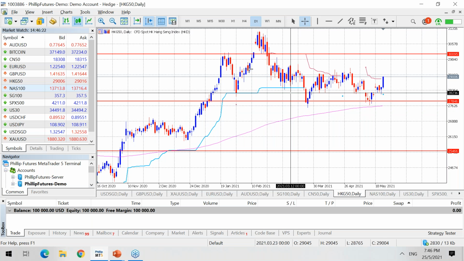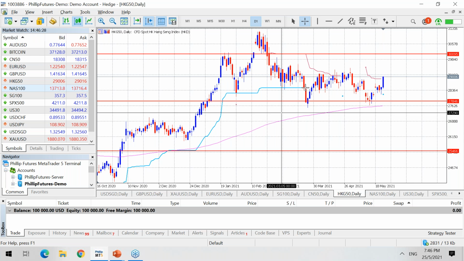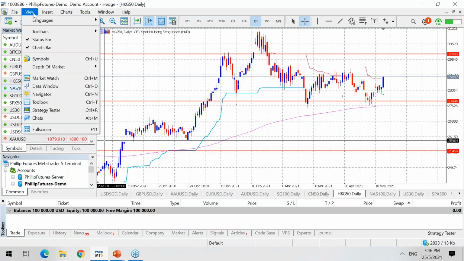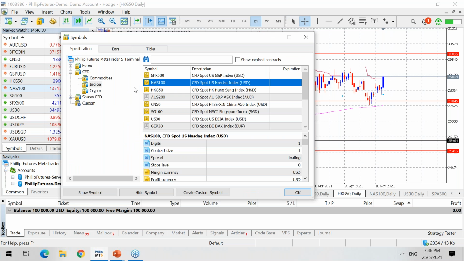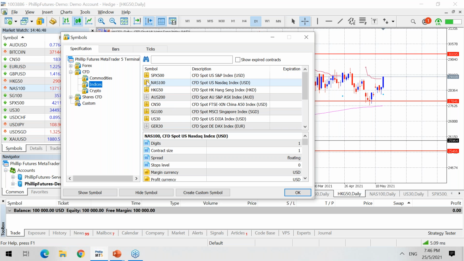So this is the MT5 platform, quick orientation. As you can see here, the prices are shown over here, the chart is shown over here, and the trade menu is over here. To start off, you can go under View and then click on Symbols. This will be categorized into different categories. The CFDs are over here, and the topic today is indices, so you can see all the indices shown over here. Those added ones will be in yellow.